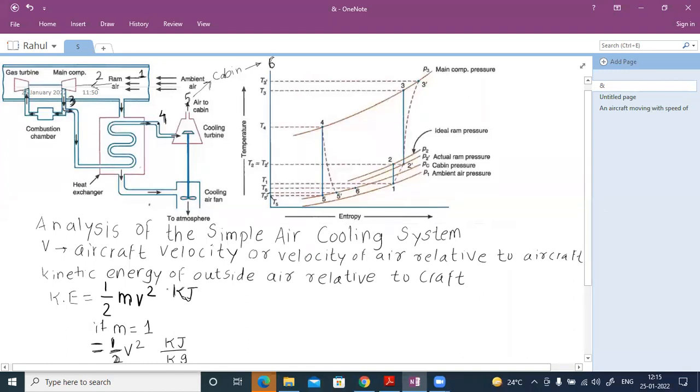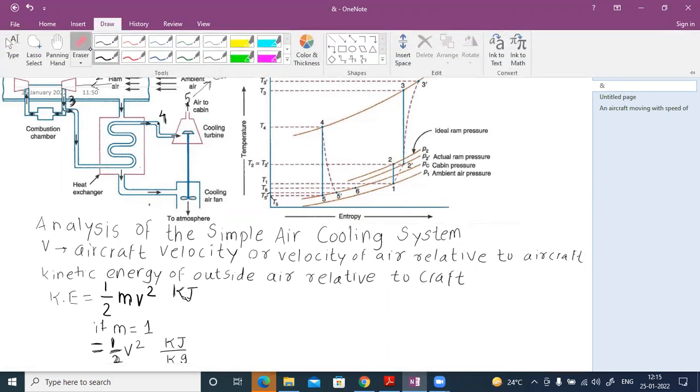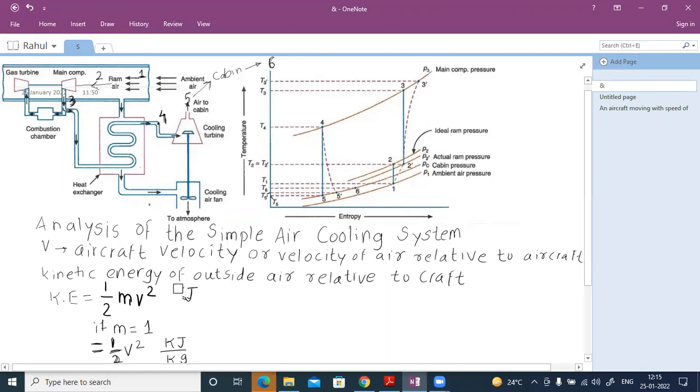Now see, all of you, this kilojoule. You will get it in kilojoule when velocity is in kilometer per second. So when velocity is in kilometer per second, this answer will be in kilojoule. But what we used to do is take velocity in meter per second. So see, all of you, I'll just erase this. I'll just erase the kilojoule term.